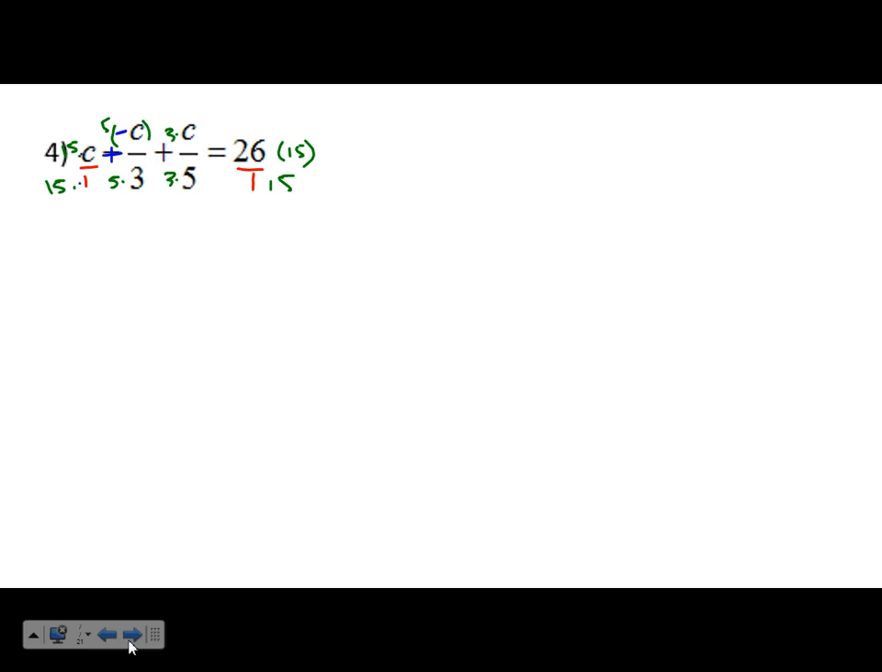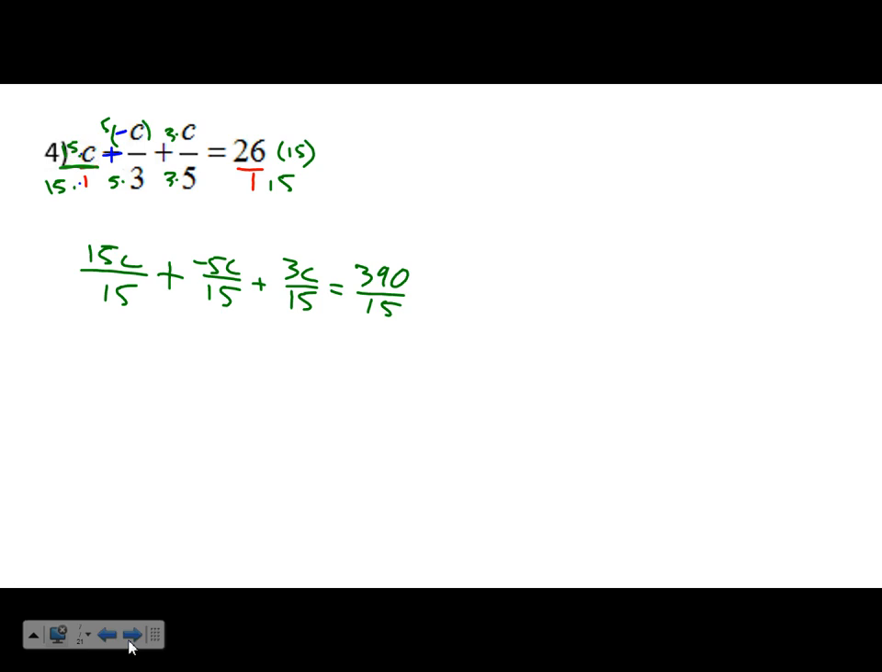Maybe should have done that for this one since there's a lot of steps, but either way we have 15 times c is 15c over 15 times 1 is 15. Now we have plus, not a minus, 5 times negative c is negative 5c over 3 times 5 is 15. And 3 times c is 3c over 3 times 5 is 15. And 26 times 15 is 390 over 15. So we got kind of a bigger number, but that's okay. It'll work out. We can use a calculator, so it's not that bad.